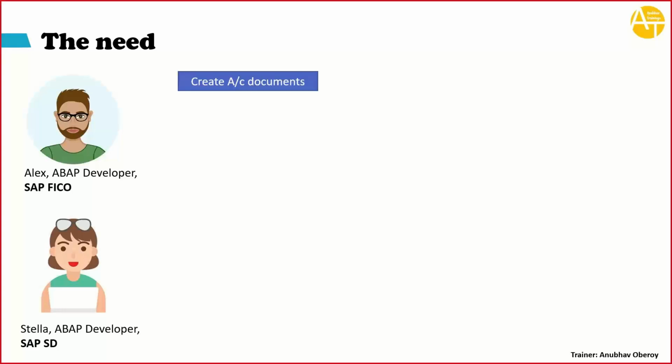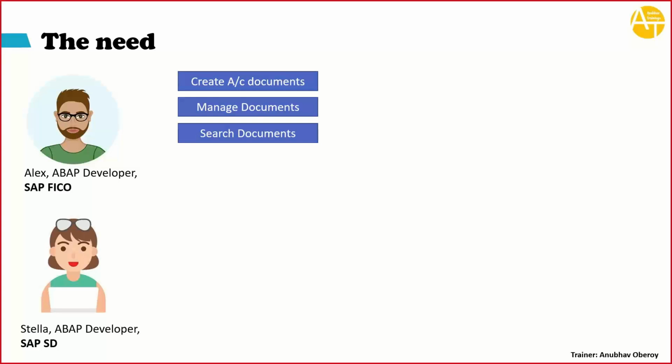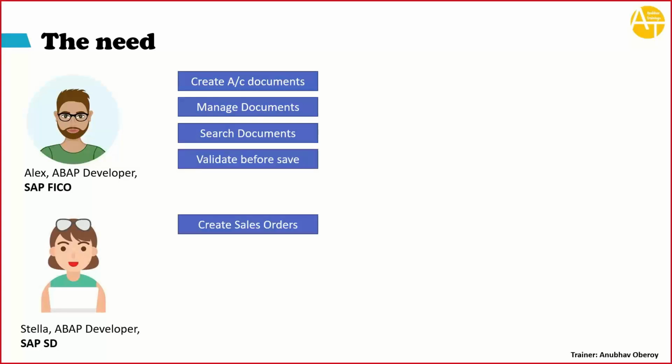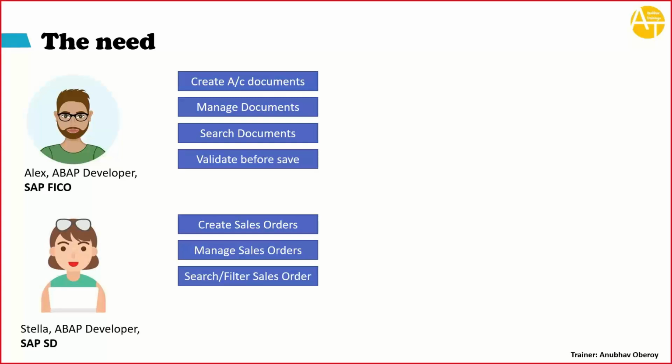What does Alex do? Alex creates accounting documents using ABAP, manages documents, searches documents, and validates before saving these documents. What does Stella do? She creates ABAP program RISE app objects to create sales orders, manage sales orders, search and filter sales orders, and compute sales order totals. All this kind of work she does functionally using her ABAP code and OOP ABAP code.